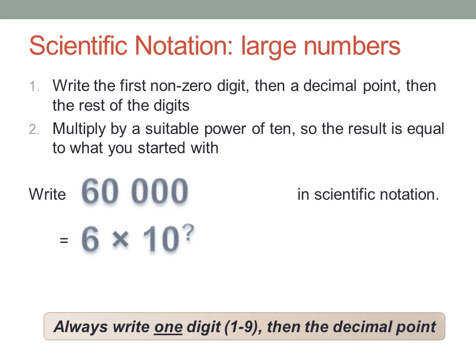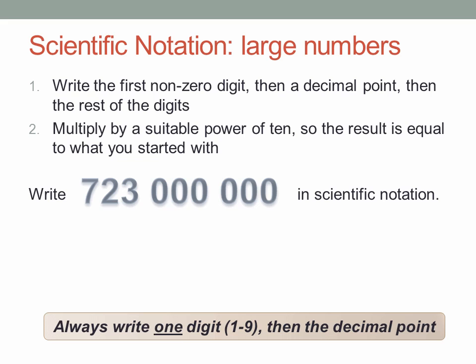Let's work it out step by step. We've currently got 6. If we multiply by 10, we get 60. That's 10 to the power of 1. 10 to the power of 2 gives us 600. To the power of 3 is 6,000. And finally, 4 gets us what we want, 60,000. 6 times 10 to the power of 4.